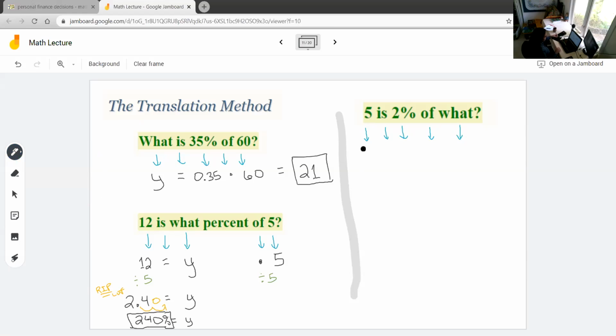So 5 stays a number, is becomes equals. When I have a percent, I do my rip-flop. Of becomes multiply, what becomes y. How do I solve 5 equals 0.02 times y?